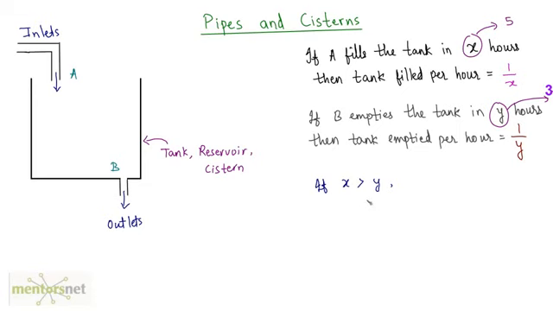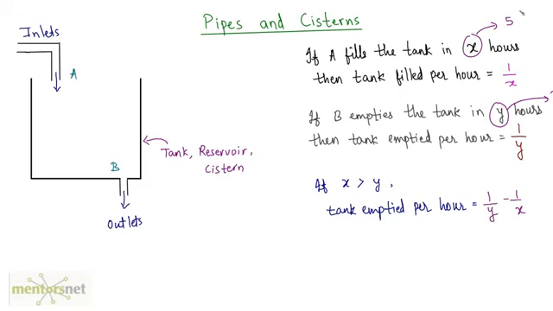So in such a situation, when the time taken to fill is more than the time taken to empty, the tank is emptied. The tank emptied per hour will be equal to the fraction of tank emptied by B minus the fraction of tank filled by A in 1 hour. So that's one formula right there.